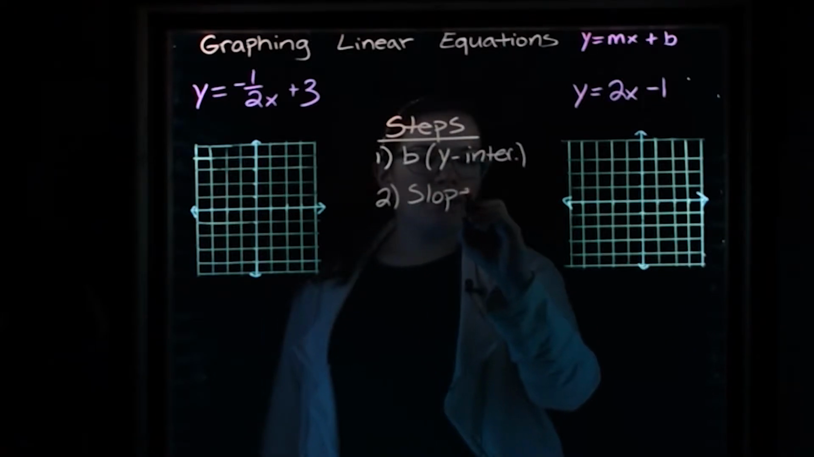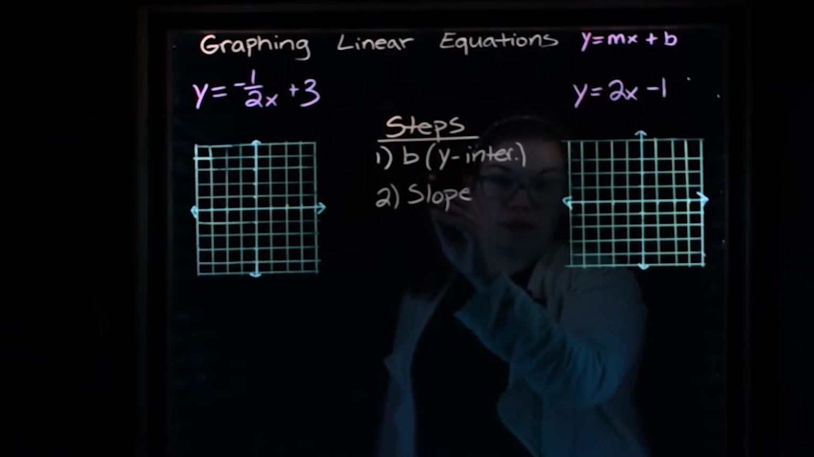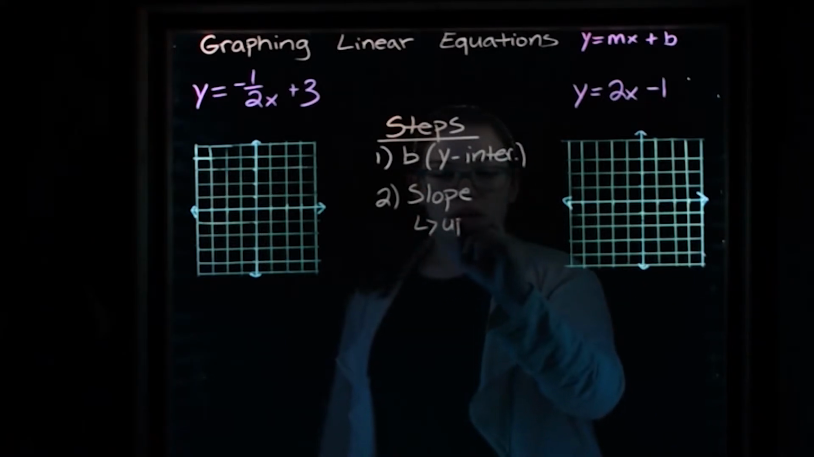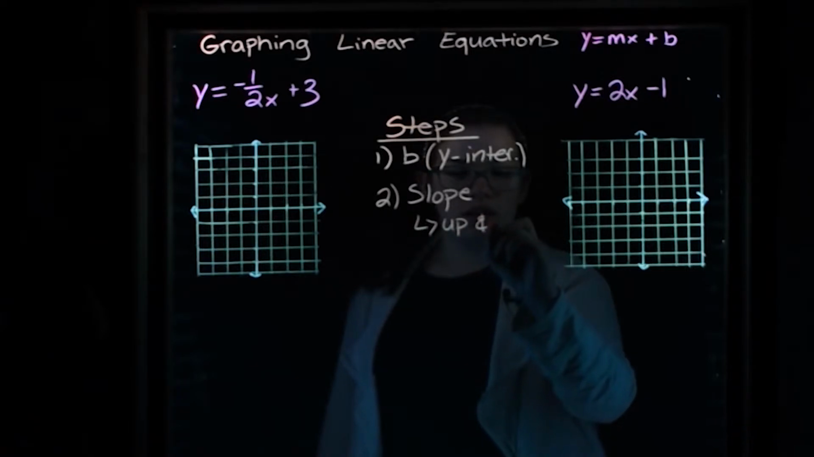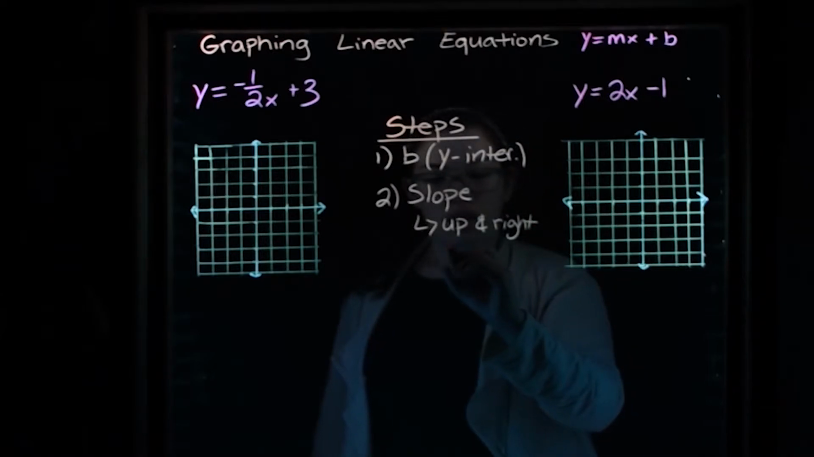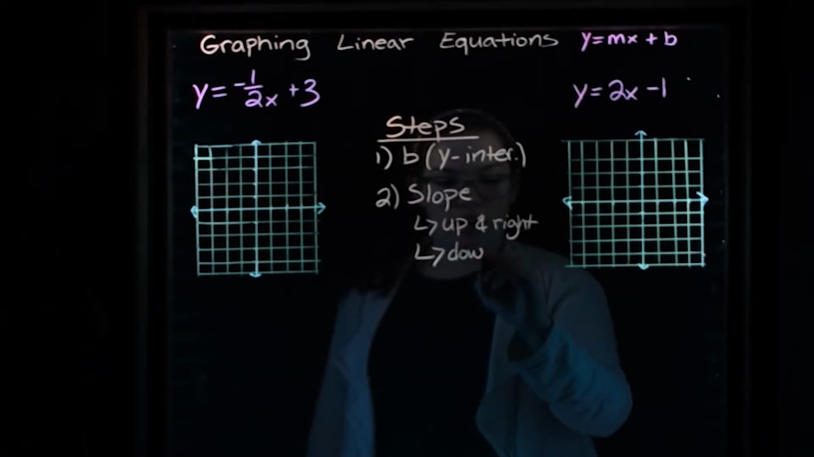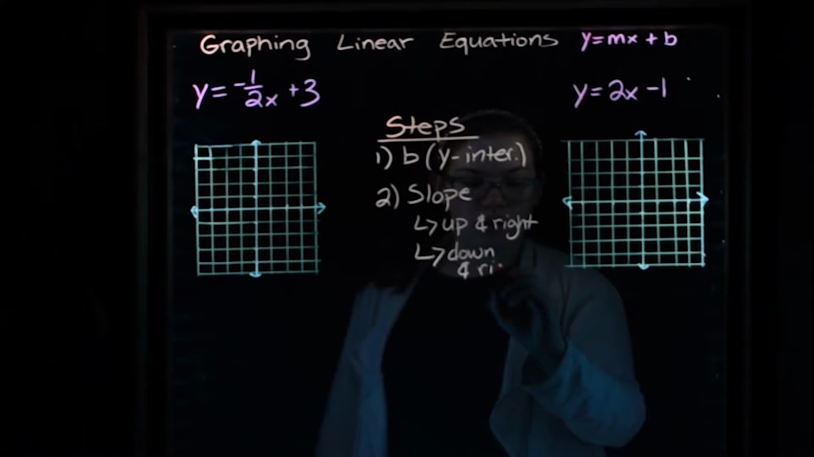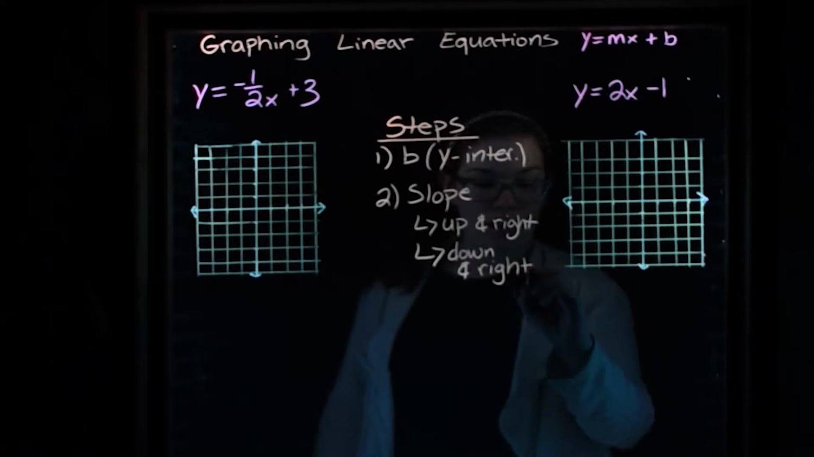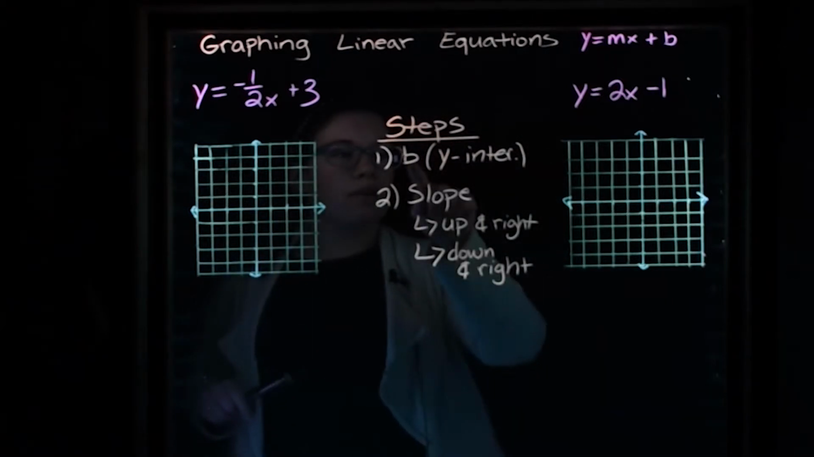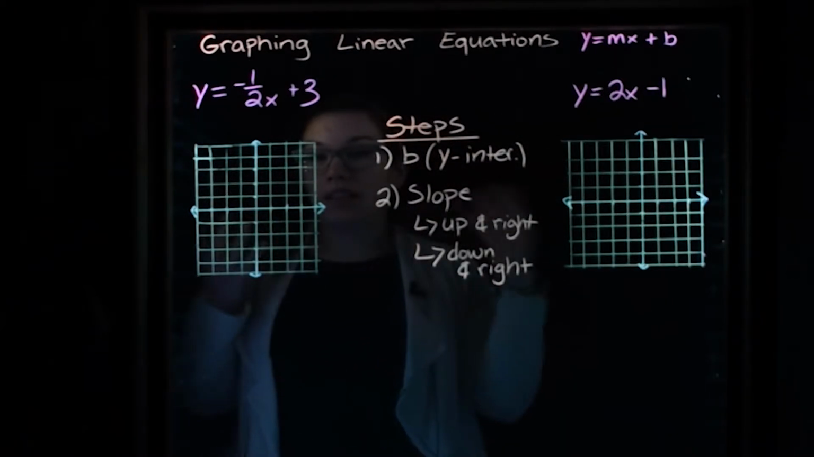With my slope, I'm going to start at my starting point, which is my b, and then I'm going to count up and right, or if it's negative, I'm going to count down and right. So those are my 2 steps, and then that's it. So let's go ahead and get started. So again, I want to start with my b, my y-intercept, my starting point.